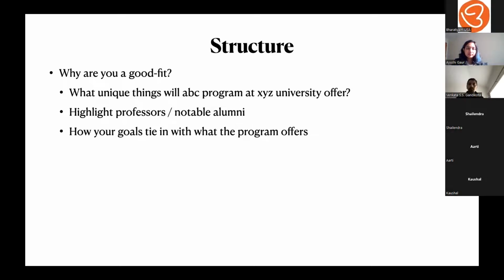So yeah, this is roughly the structure, and always end with a very nice concrete summary or a conclusion with the final statement of intent that you really want to apply here for the so and so program to pursue whatever is your goal, right?